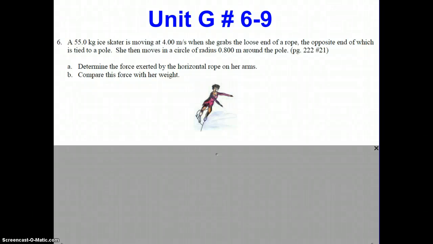Welcome to the solutions to the circular and planetary motion problem set, problems number 6, 7, and 8.